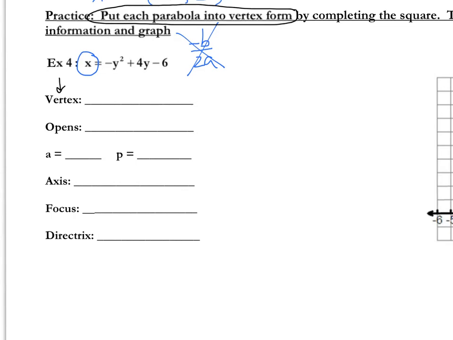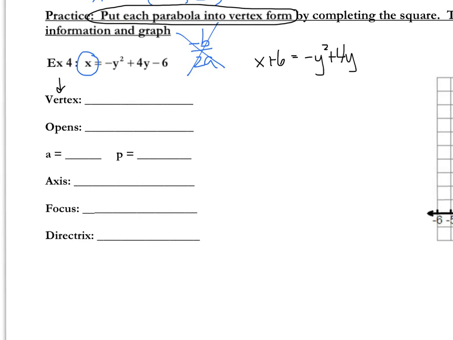So here we go with another completing the square. I'm actually going to write it over here. I'm going to start by adding the 6 to both sides. Negative y squared plus 4y. Here's something weird. That negative y squared, that negative sign does need to be factored out.